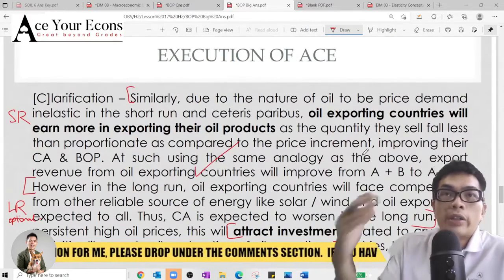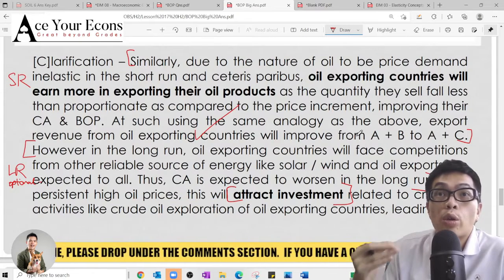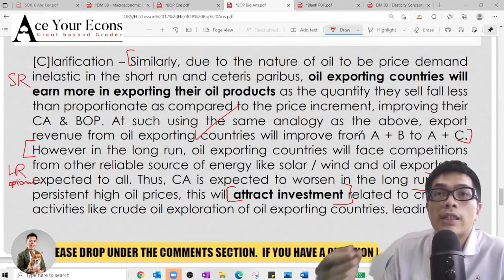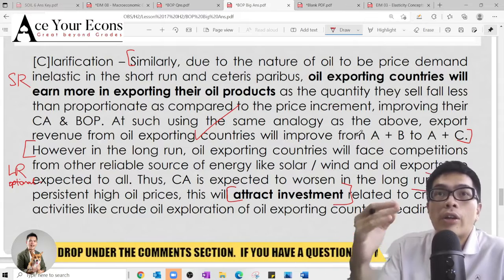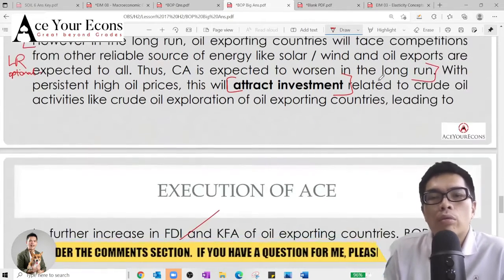So generally, the current account and the capital account should go in the same direction. They should sing the same song. If your current account improves, your capital and financial account is likely to improve. Likely.